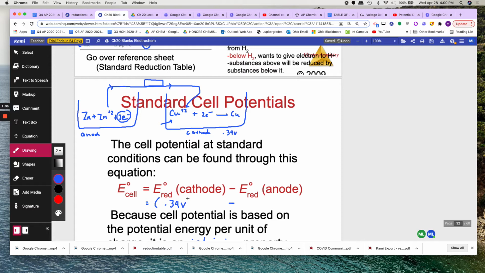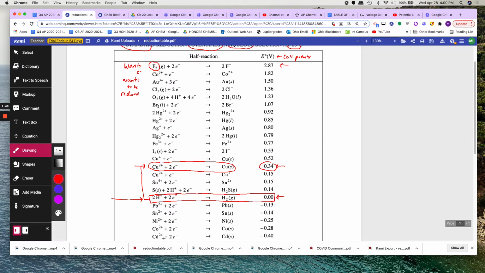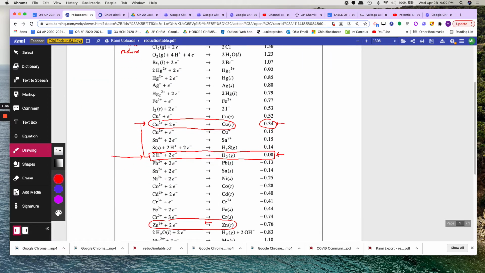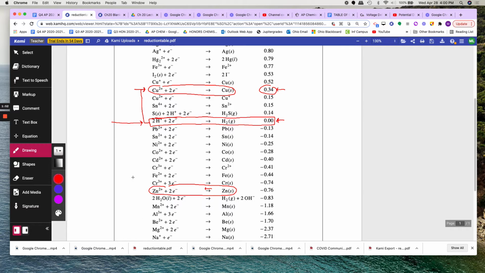Okay. I'm going to now do the potential of the anode. This is the anode right here. I'm going to look this up on the chart. Zinc to zinc plus 2. And here it is. I circled it down here. As you notice, it is going the wrong way. It needs to go backwards. It needs to be oxidized to give away the electrons. So it needs to go this way.